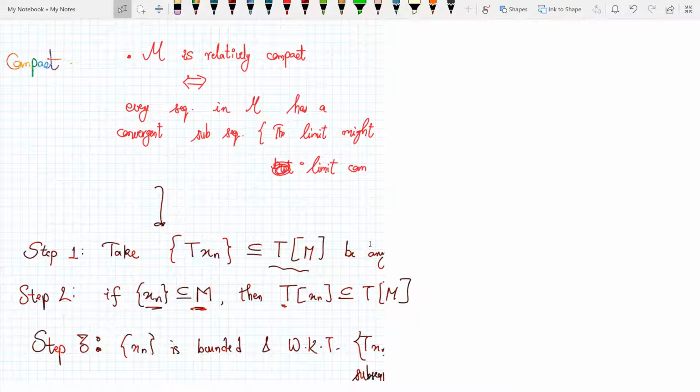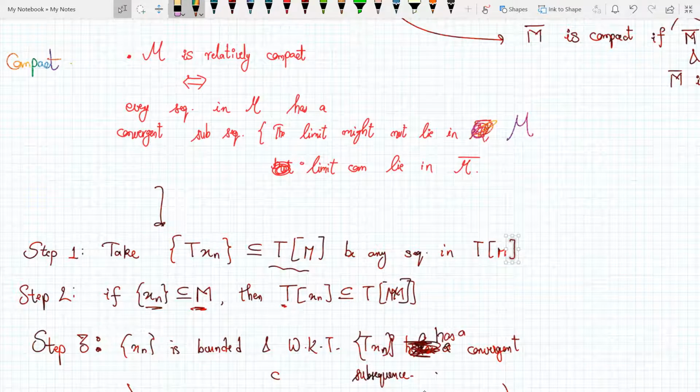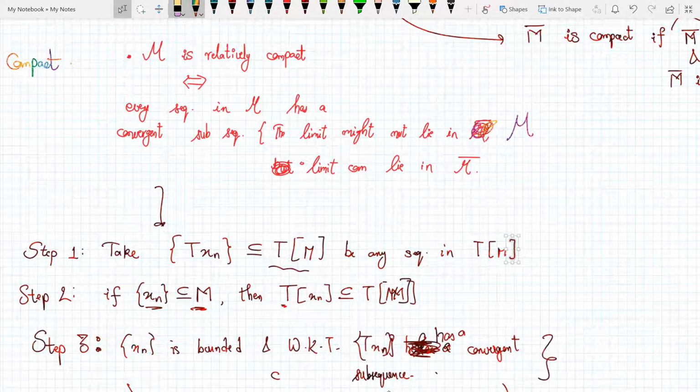Now, step 3. In step 3, it's given that if Xn is bounded, we know that Txn has a convergent subsequence. This is given as a part of my construction. So if Txn was any sequence in Tm, then any sequence in Tm has a convergent subsequence. So it means that Tm must be relatively compact. So that's proven, and T is compact in that sense now.